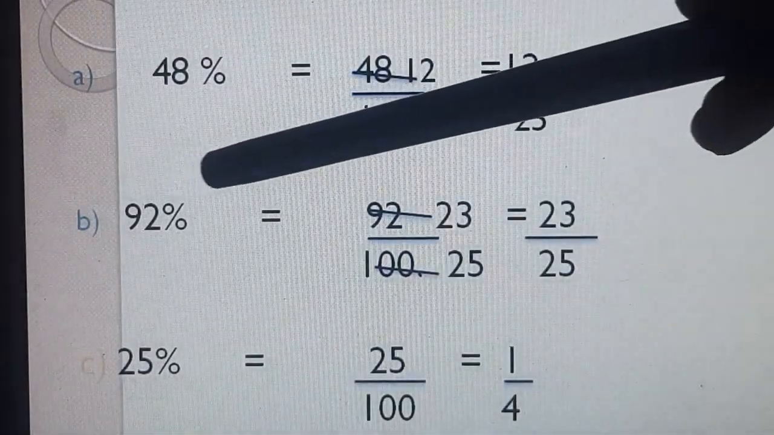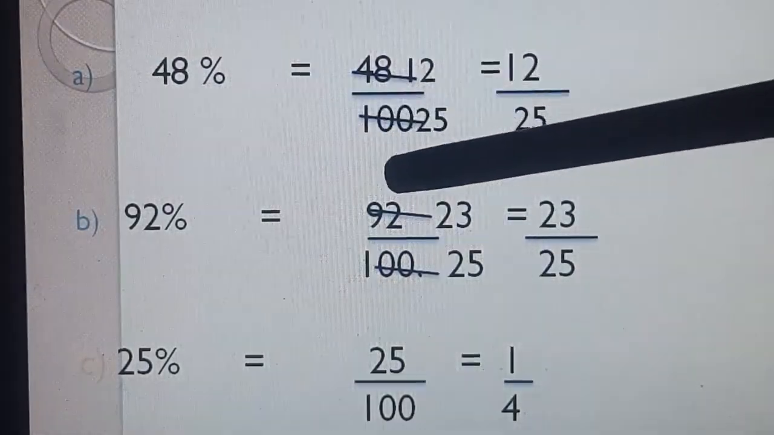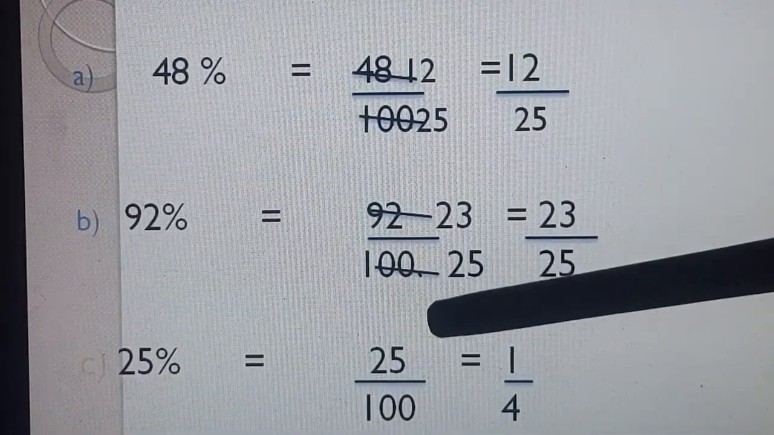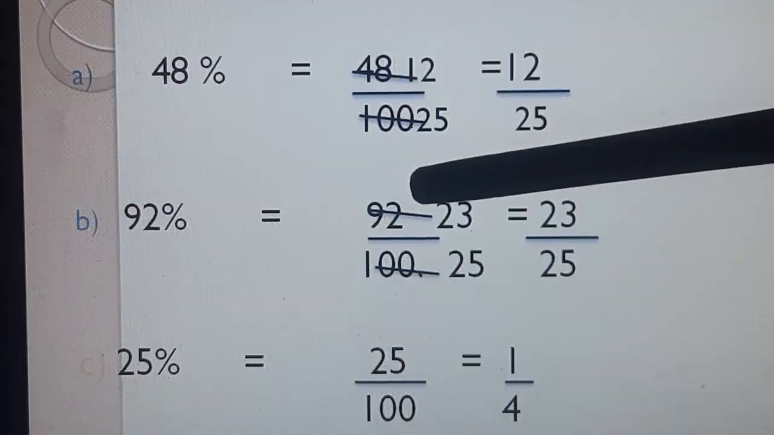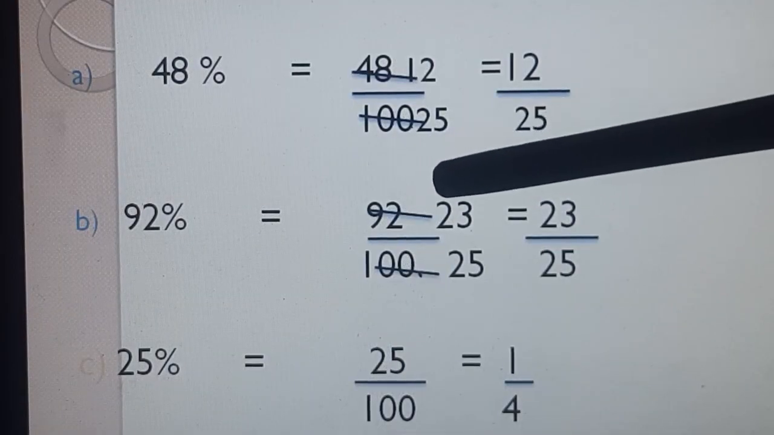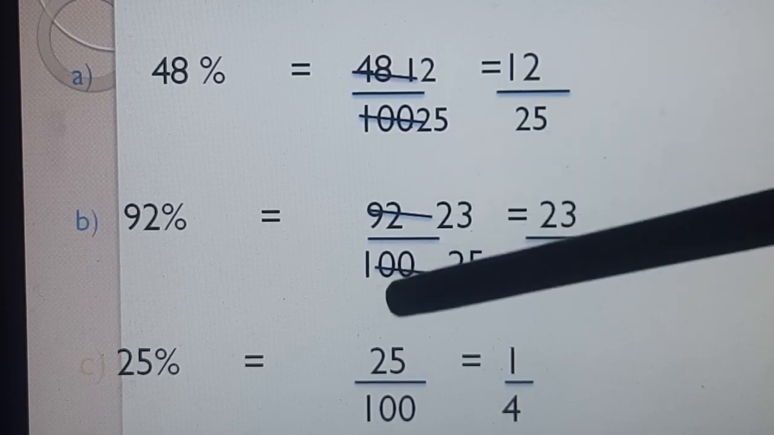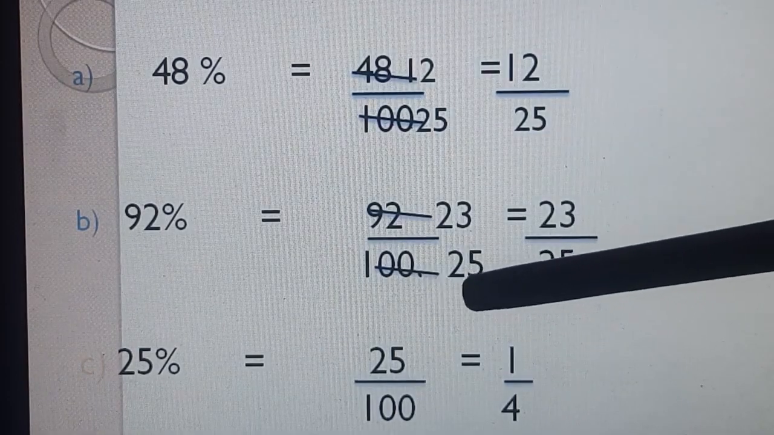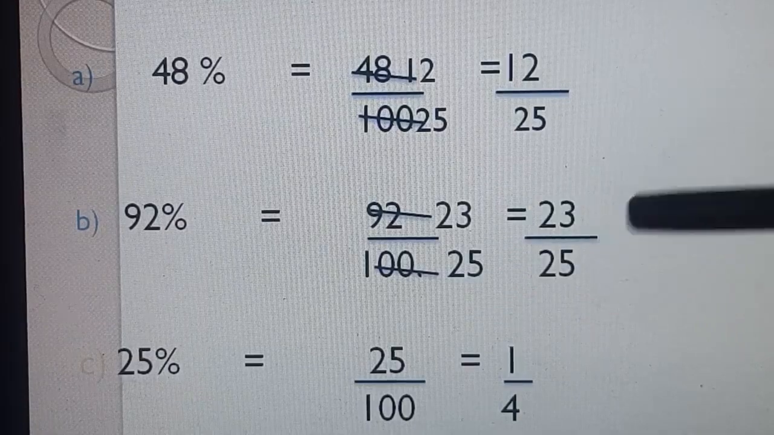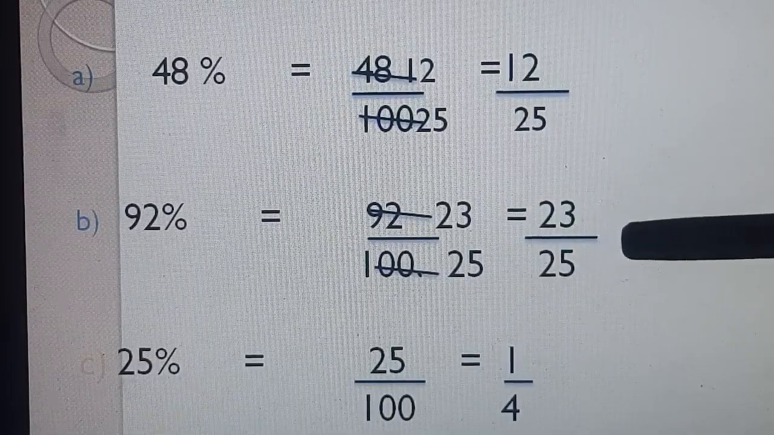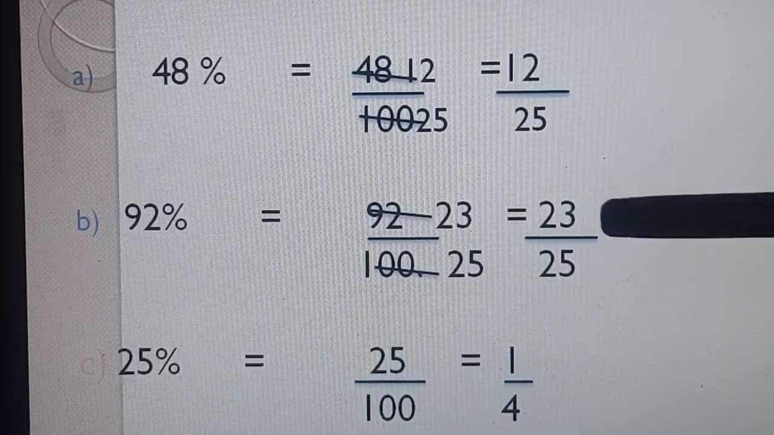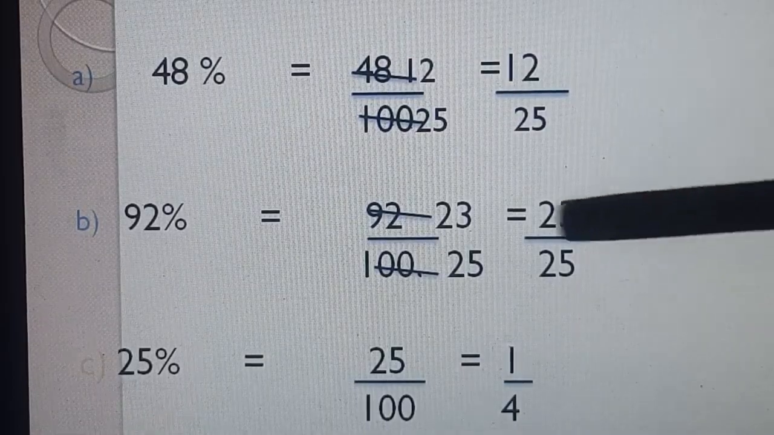Next is 92%. That is 92 upon 100. Percentage means per 100. Now cut down again with 4. 4 twos are 8, 4 threes are 12, 4 twos are 8, 4 fives are 20, 23 upon 25. This is proper fraction and it is in the lowest form. So this is our answer, 23 upon 25.